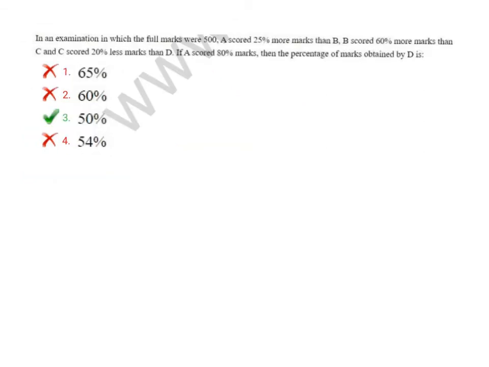Go to the next one now. In an examination in which the full marks were 500, A scored 25% more marks than B, and B scored 60% more marks than C. C scored 20% less than D. And A scored 80% marks. 80% of 500 is 400.